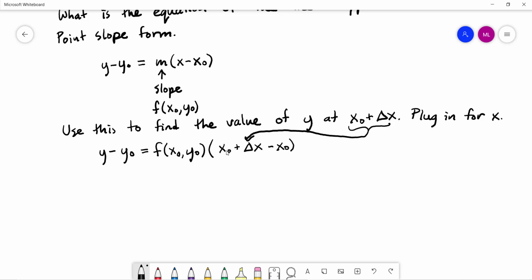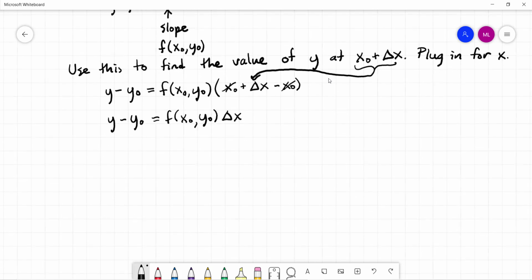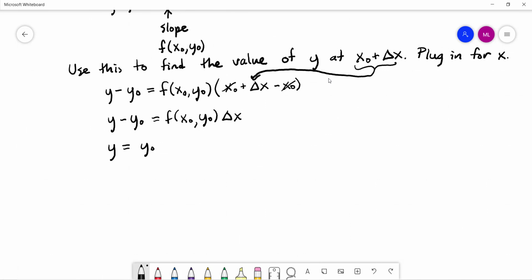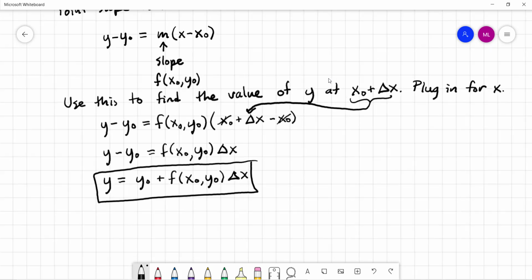And what do I get when I do the subtraction? Well, I have a positive version of x naught here. I have a negative version of x naught here. These are going to cancel. And we will get y minus y naught equals f of x naught, y naught times delta x. And rearranging it one more time, we will get that y is equal to y naught plus f of x naught, y naught delta x. So there is the equation, totally rearranged and solved for the new value of y.